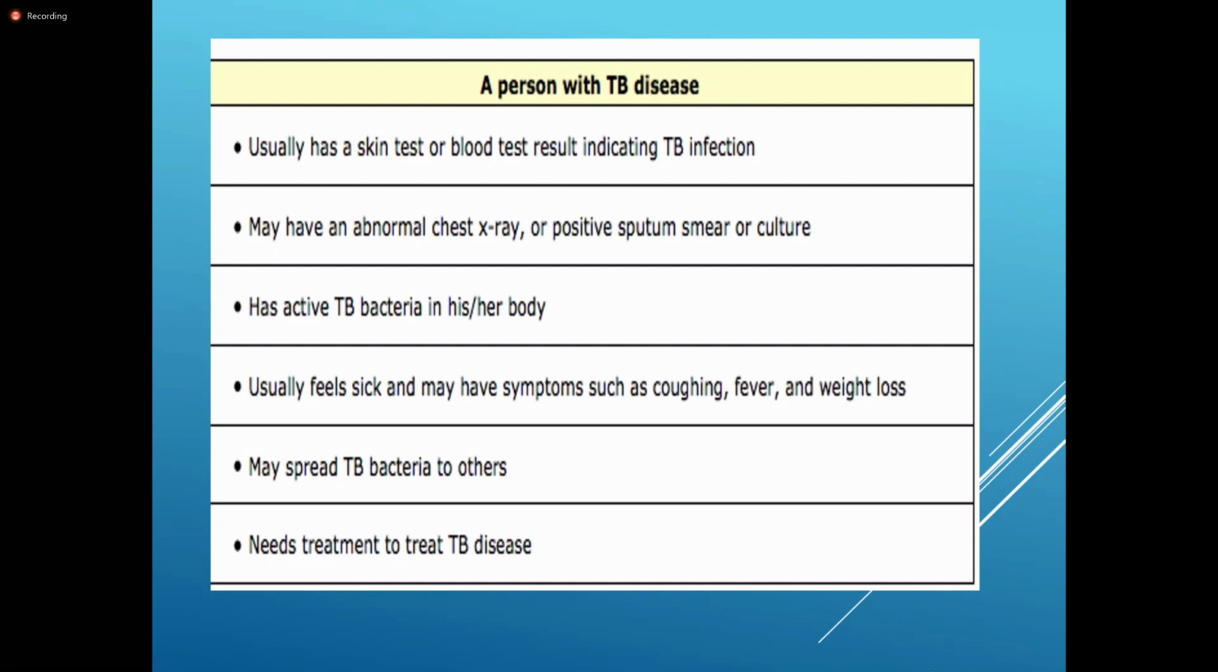So here's our good way, this slide here, these two, to kind of recognize, does the person have active TB versus latent TB? Here's our active TB person. So they can spread TB to others, and they need treatment. They need the combination of antibiotics to get rid of this active TB that's in their body.